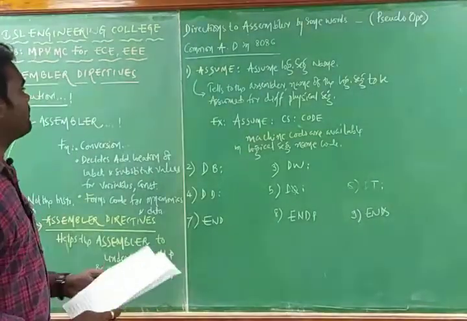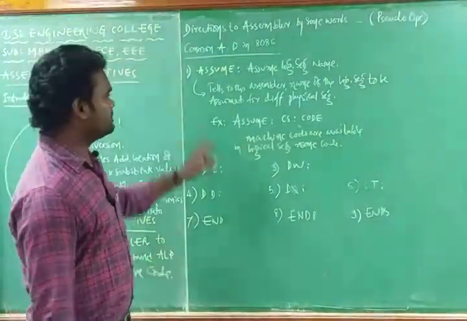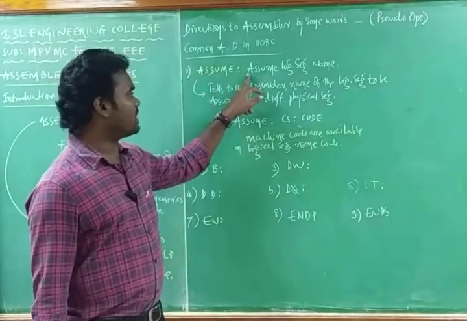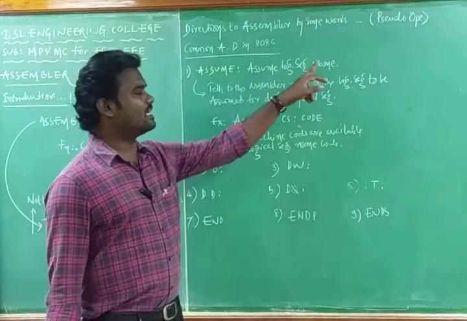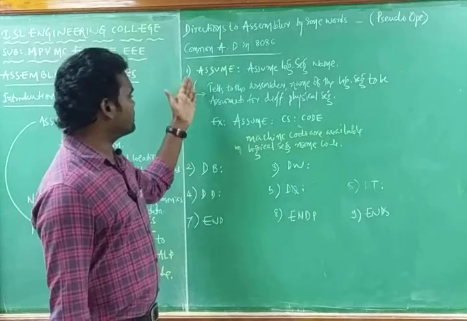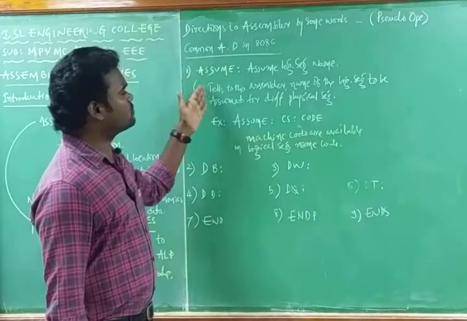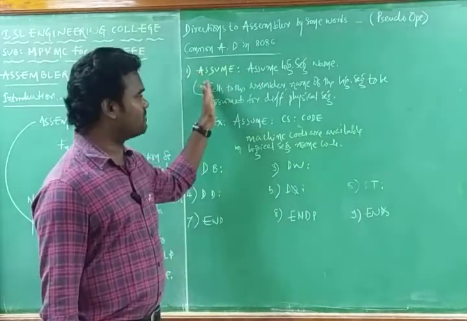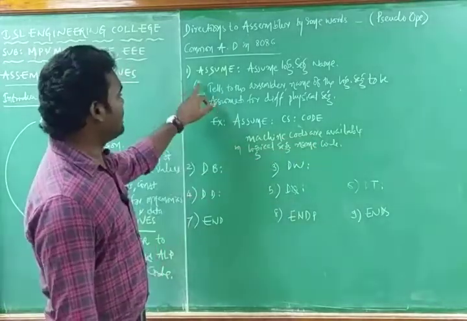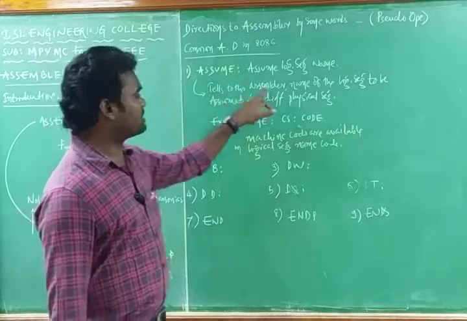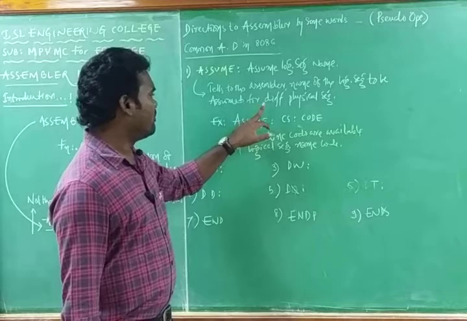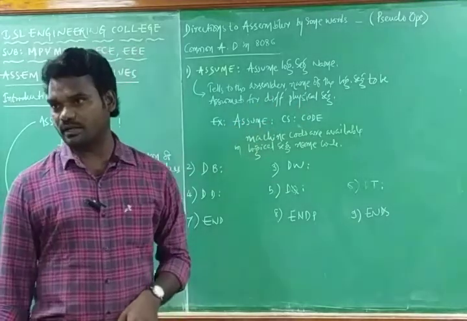The first assembler directive is ASSUME. This is nothing but assume logical segment. What is the meaning of this? This assembler directive directs the assembler, telling it that the name of the logical segment has to be assumed for the different physical segments.